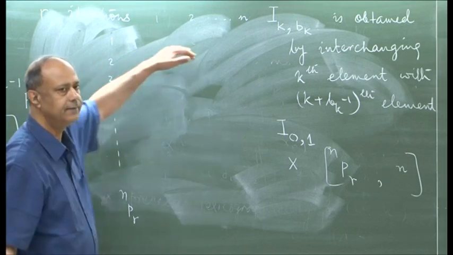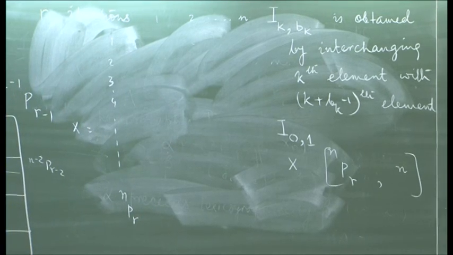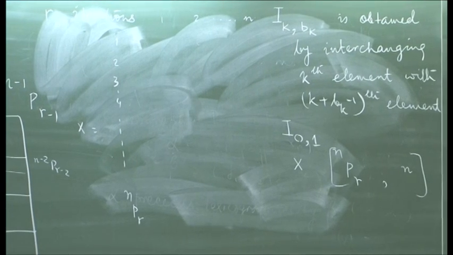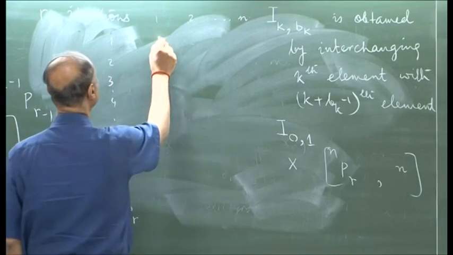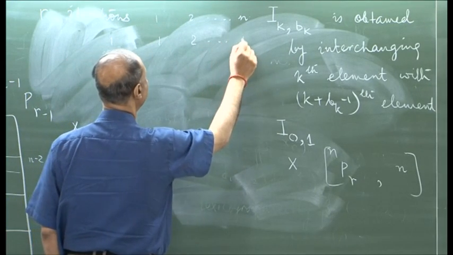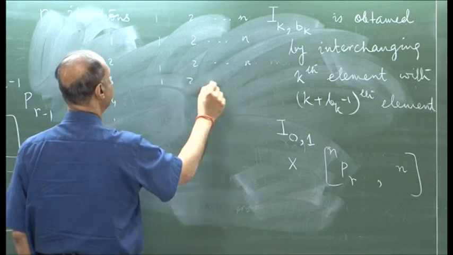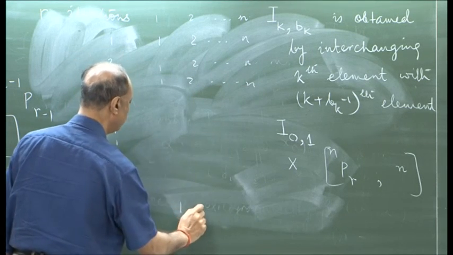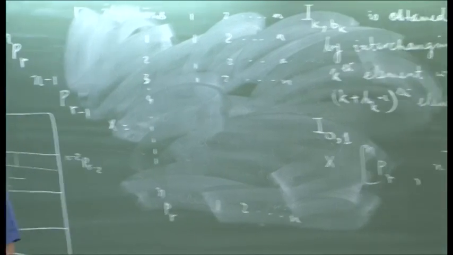And initially you assume that each row contains the identity permutation. Each row contains the identity permutation. What it means is that it takes 1, 2, 3 up to n, then 1, 2, 3 up to n, 1, 2, 3 up to n. Initially, you assume their identity.